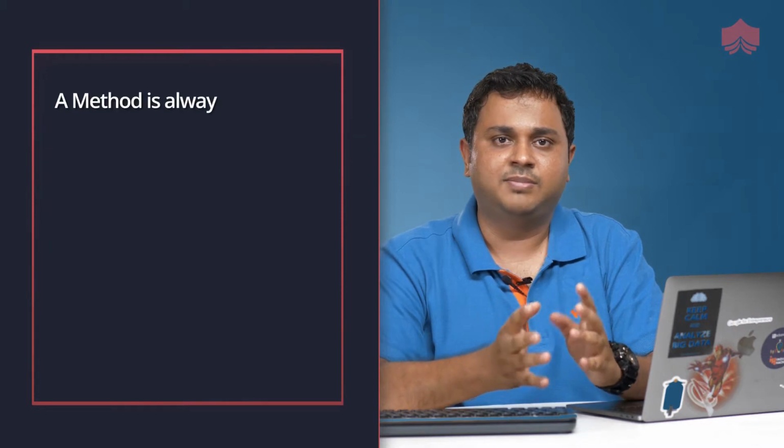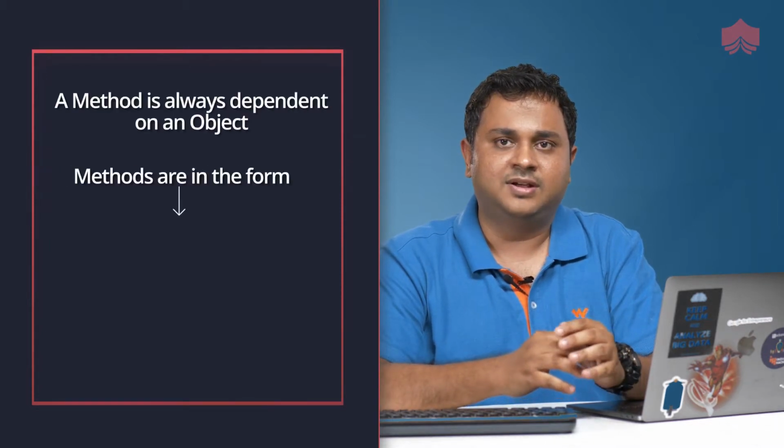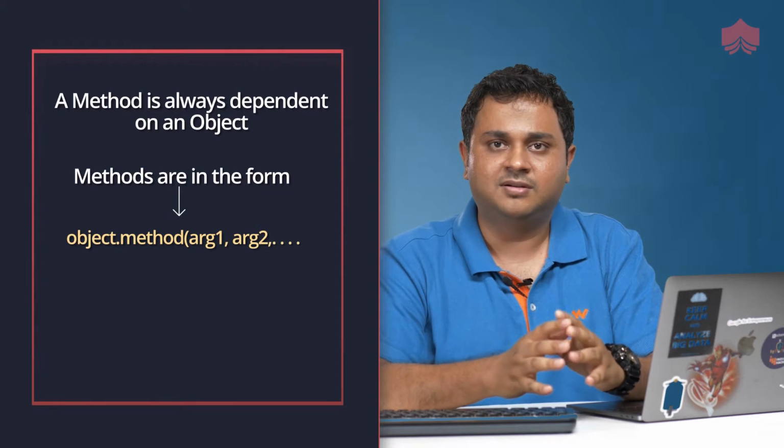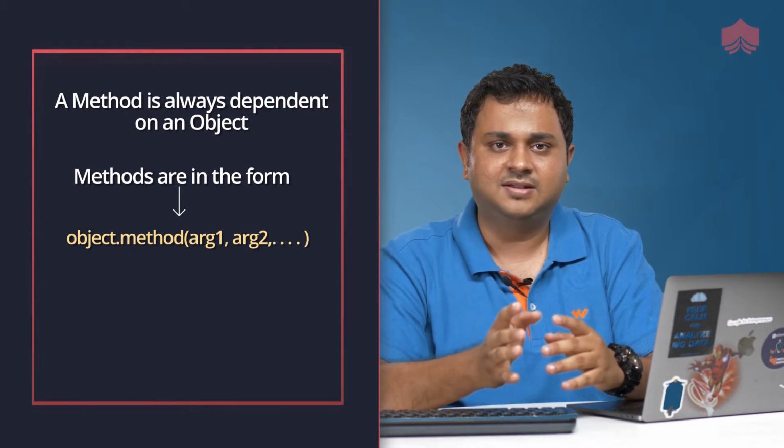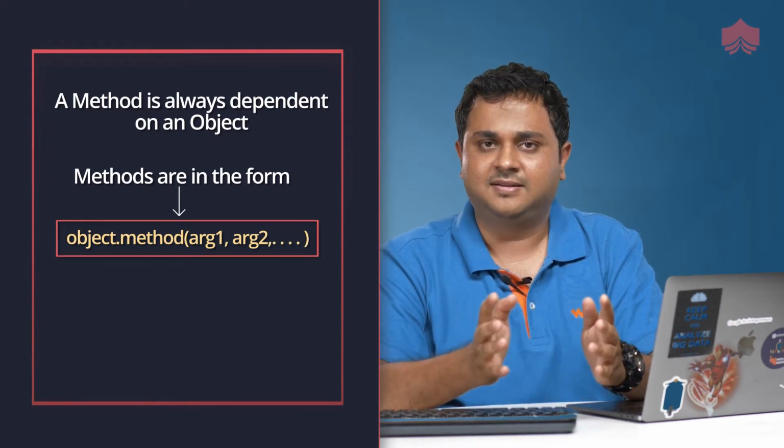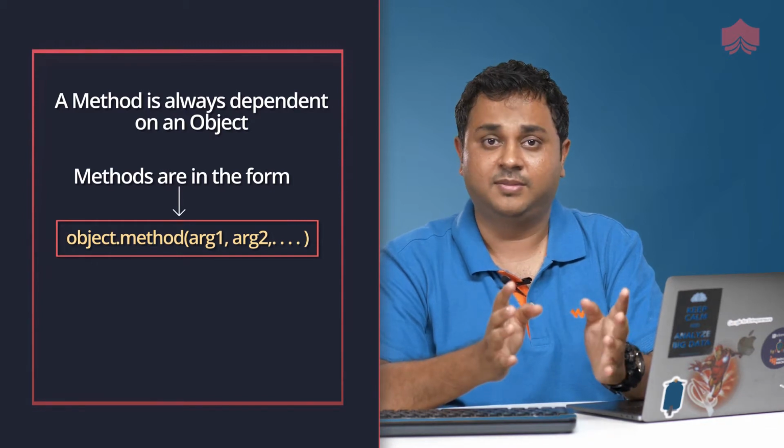And for methods, let me just give you an example on the screen of how a method looks. A method is always dependent on an object. So there is an object, there is a period or a dot, and then there is a method and there are some arguments. That's the very brief view to understand how methods work.